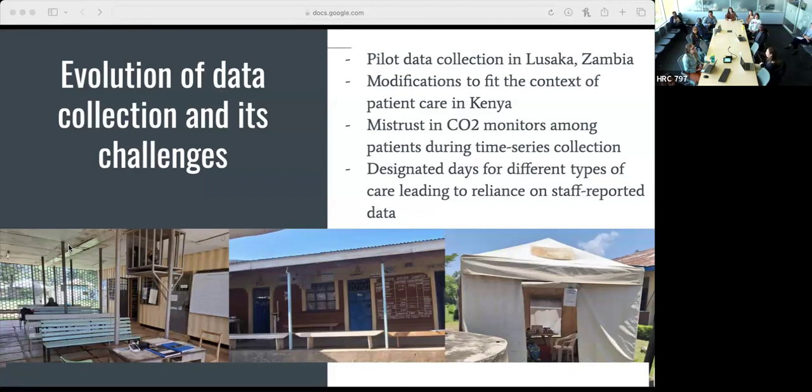However, we found that in Kenya, a lot of the care is integrated. So we needed to figure out how to capture that integrated care where different types of care would be sharing similar spaces or the same spaces. And then another challenge we encountered was leaving the CO2 monitors.